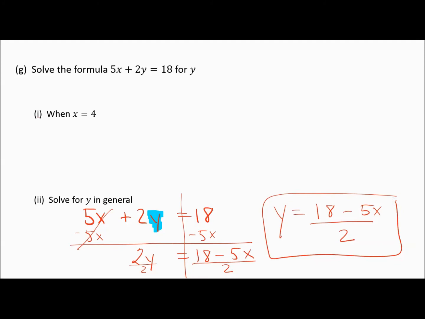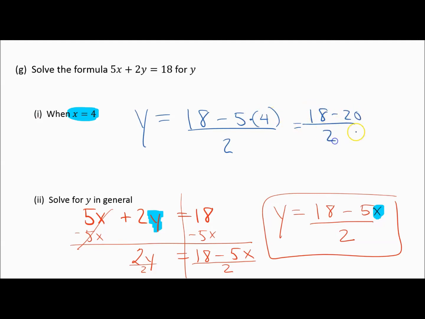Now when I go back and do part 1, I'm going to substitute x equals 4 in for this x right here. And so I have y is equal to 18 minus 5 times 4 over 2. Order of operations means I have to simplify this numerator first. And even within that, I need to multiply before I can subtract. So it's going to be 18 minus 20 divided by 2.